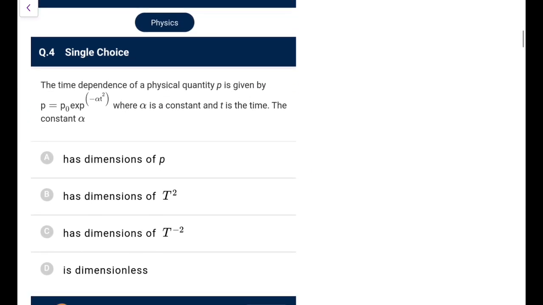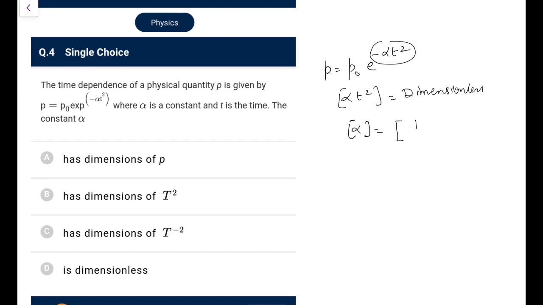Next. Now a very famous question: time dependence of a physical quantity is given by P is P naught exponential minus alpha t square, where alpha is a constant and t is the time. That means it is written something like this. You know the argument of this exponential function must be dimensionless. That means alpha t square must be dimensionless, so the dimension of alpha must match the dimension of 1 by t square, that is t to the power minus 2. So go for option C in this case.